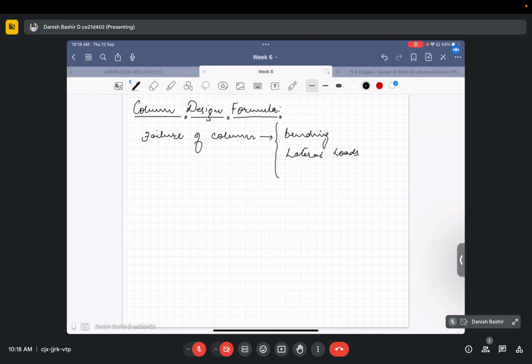It can be lateral loads, or column and eccentricity, or it can be non-homogeneity of material. Okay, it is there. So these factors should be given consideration.